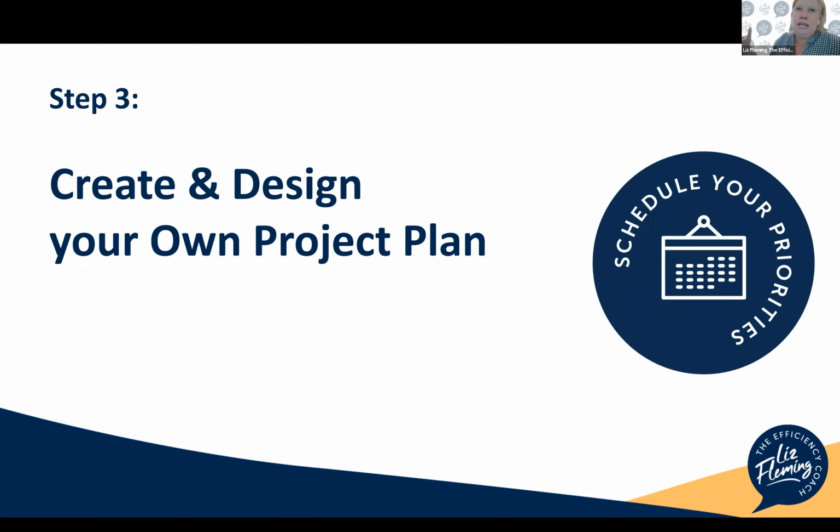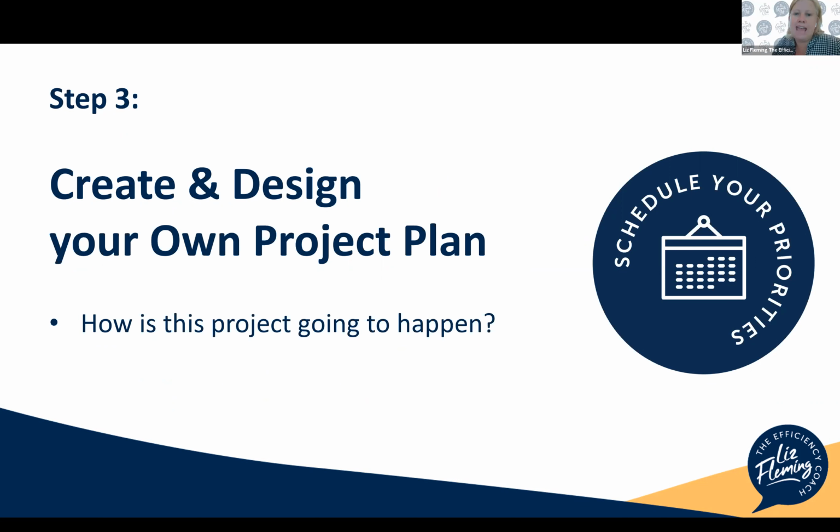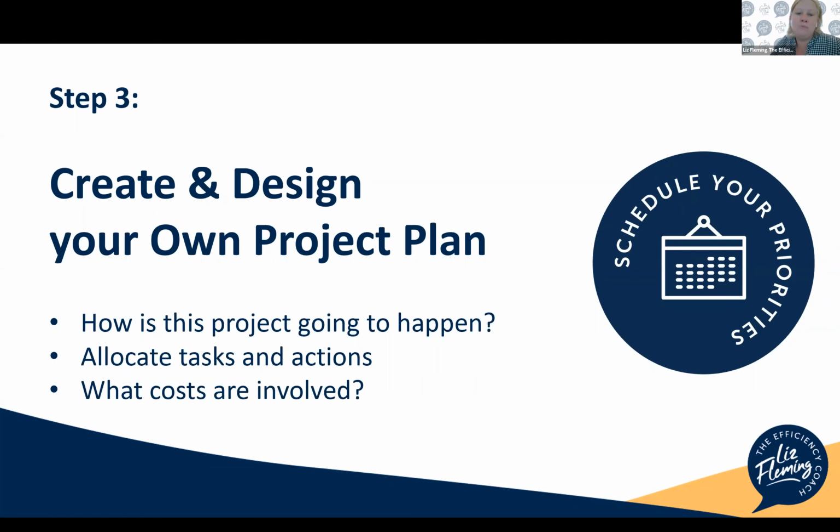Now, I turn the grant writing application into its own project. So if you're running a business or running a committee, it just becomes another project. How is this project going to happen? What are we actually going to do within this project? What do we need to plan for? How are we going to allocate these tasks and actions? Who is going to do what? Who is going to be responsible for what? And what costs are involved?